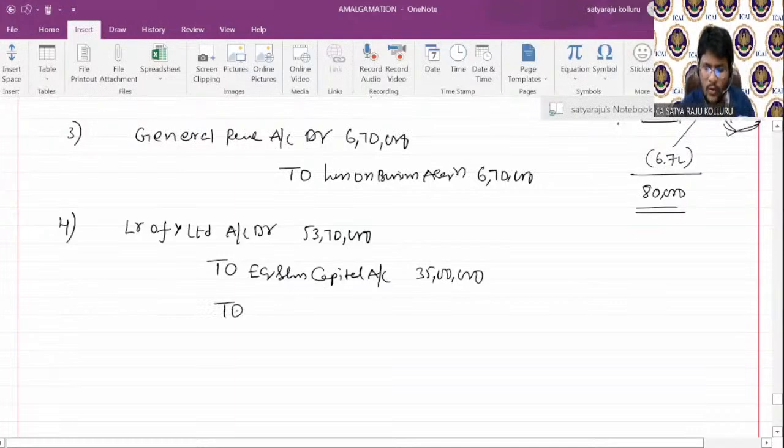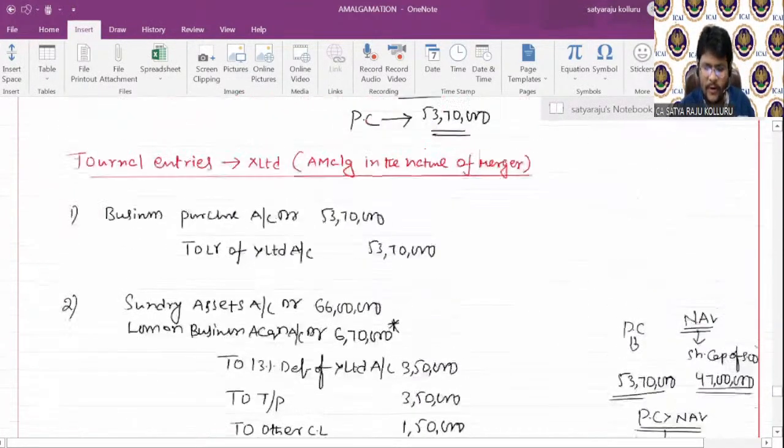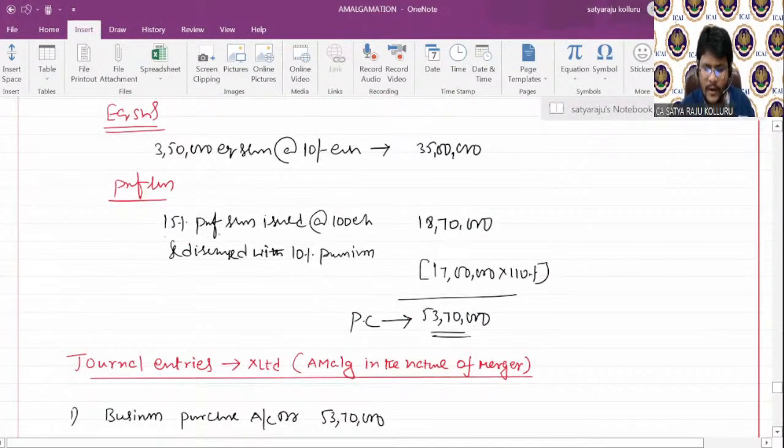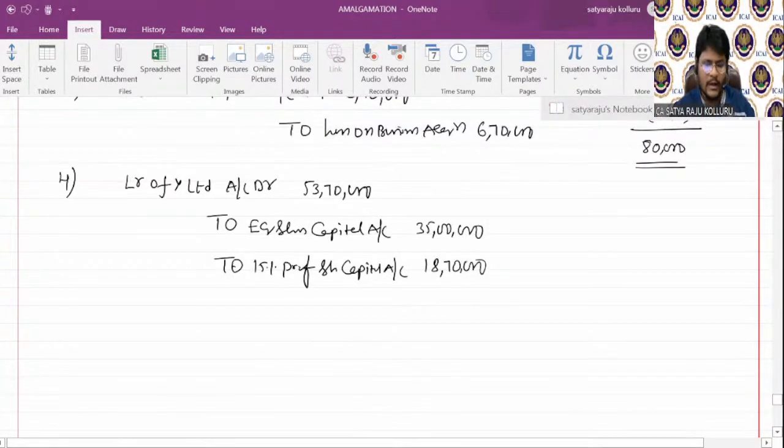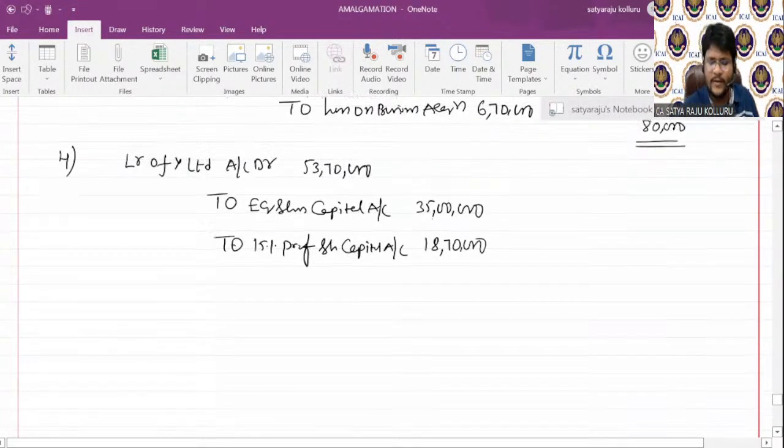To what percentage of preference shares are you going to issue? 15% preference shares issued at the rate of 100 rupees each only, but discharged with premium, but issue is at face value only. So 15% preference share capital, which is 18 lakh 70,000, guys. So can you please make it: total 35 plus 18 lakh 70, which is equal to 53 lakh 70,000.